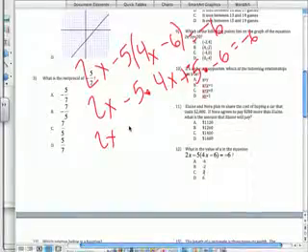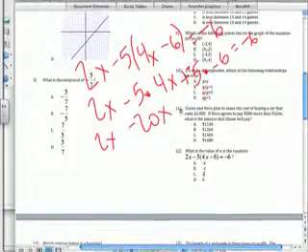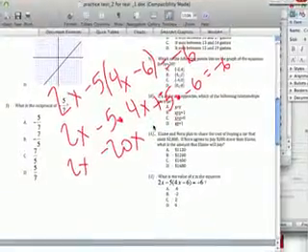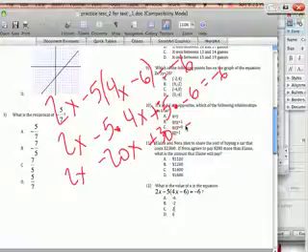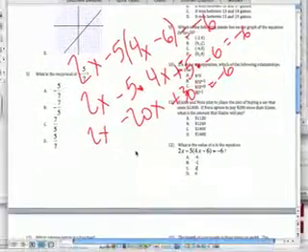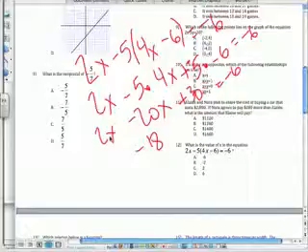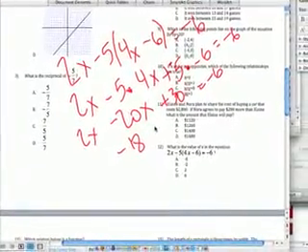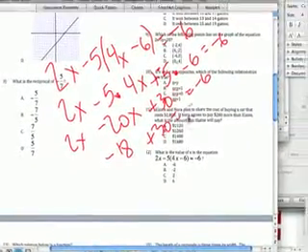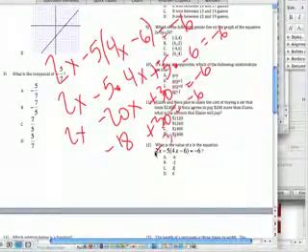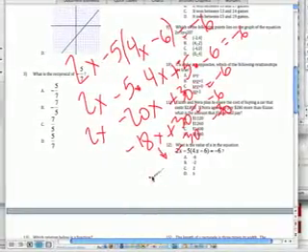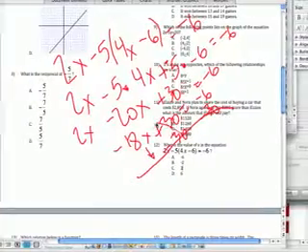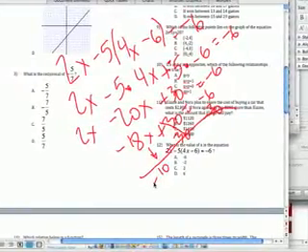Negative 5 times negative 4x is negative 20x. And negative 5 times negative 6, that's positive 30. Equals negative 6. This is negative 18. Why? Because I have 2x and negative 20x plus 30 equals negative 6. Subtract 30 on both sides. Okay, that cancels, that copies.